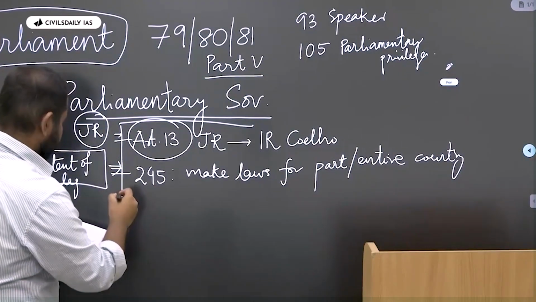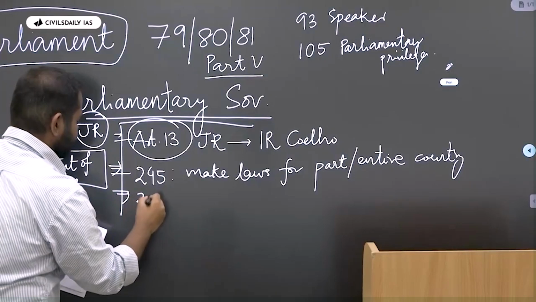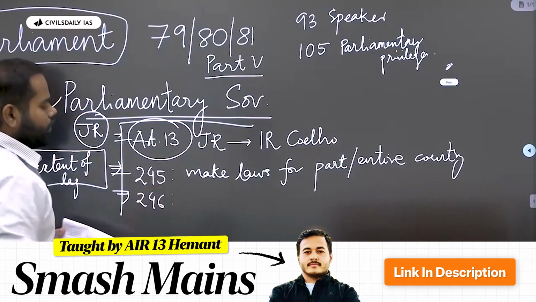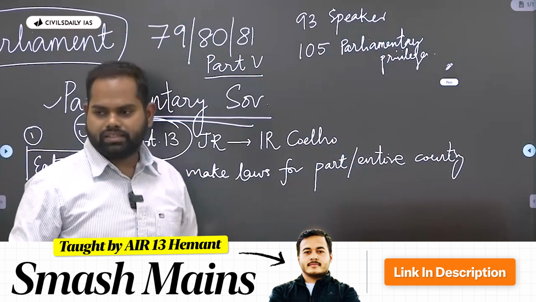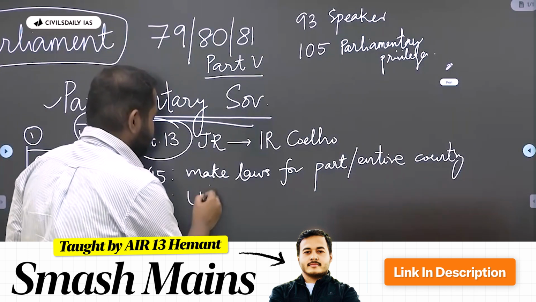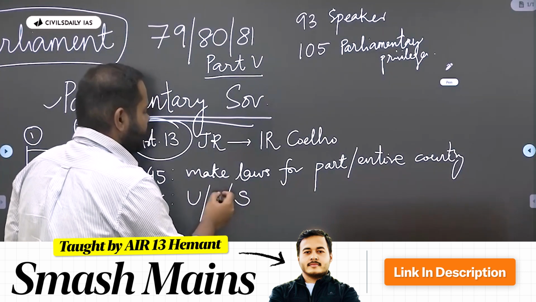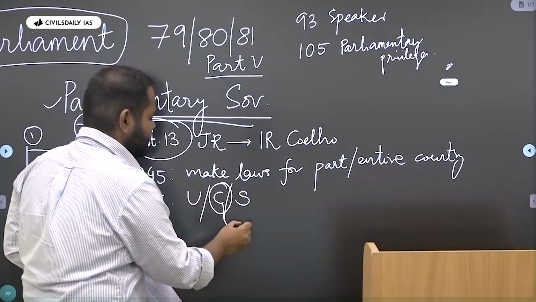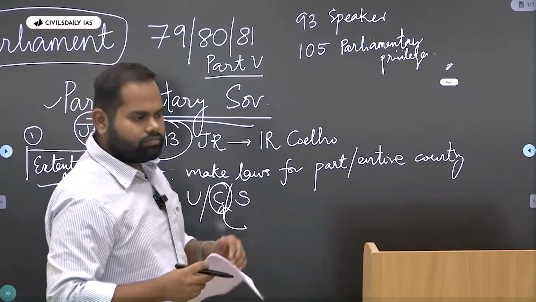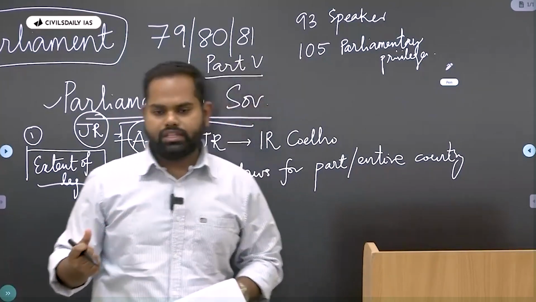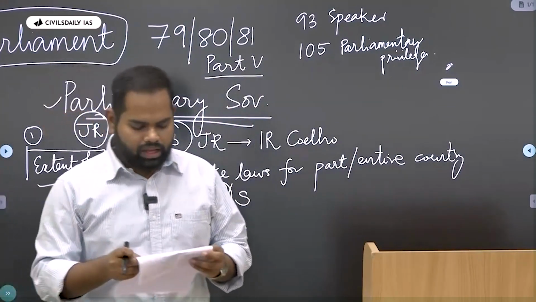Then we have Article 246, which talks about the Seventh Schedule, the sharing of lists for the Union List, Concurrent List or State List. But in the Concurrent List, the Centre has a higher power. You can show a lot of court judgments for that as well.